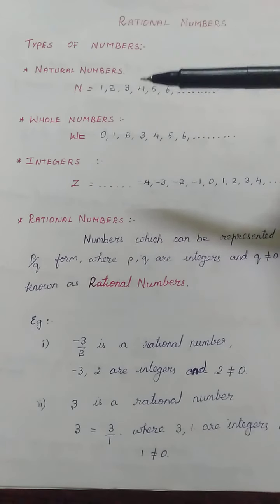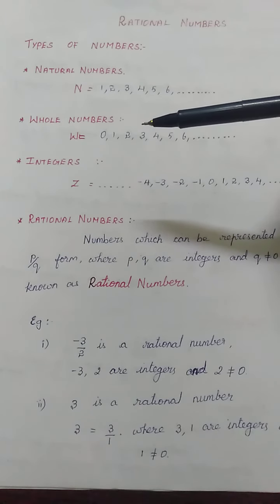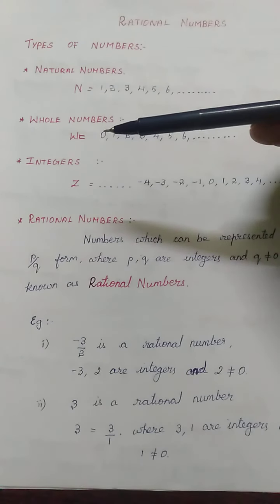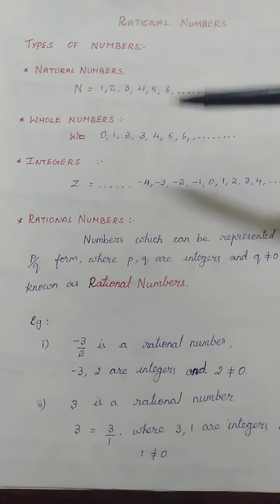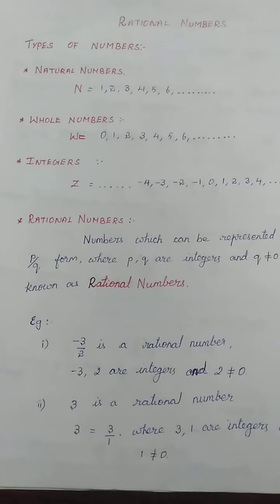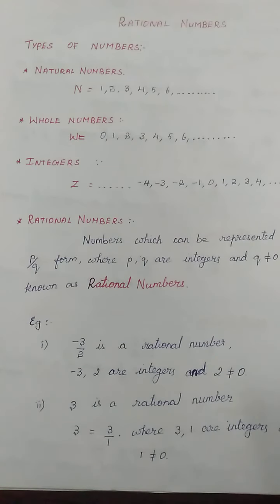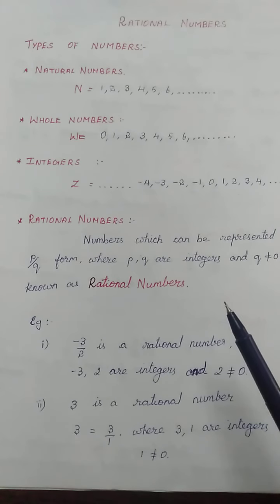Whole numbers. What is the difference between whole numbers and natural numbers? Both are the same except for one thing: whole numbers have an extra number, which is 0. Apart from 0, the rest are like natural numbers. Next we will see integers. Integers do not have a starting number or an ending number. Integers are represented as capital Z, where integers are a set of positive and negative numbers with 0.